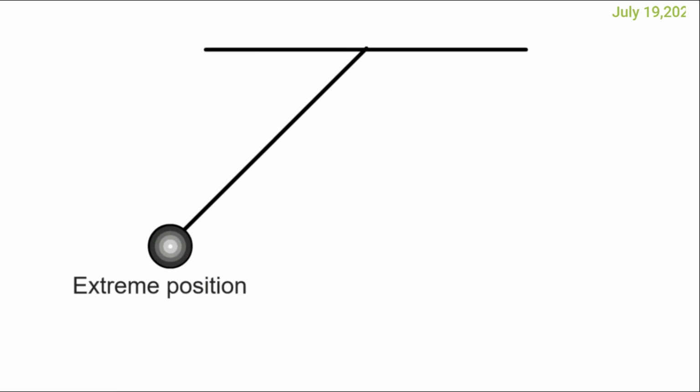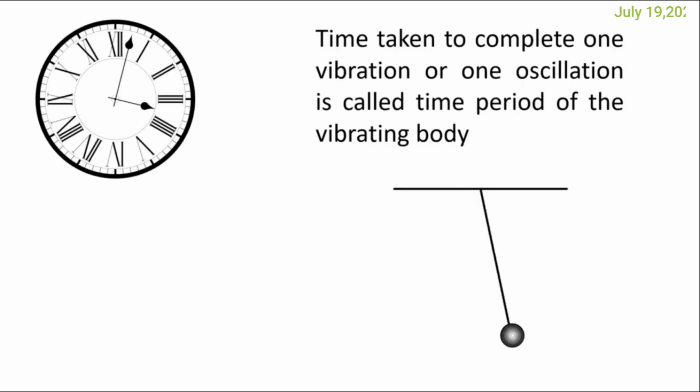Now wait a minute, why should we measure the time? And what is that time called? The time taken to complete one vibration or one oscillation is called the time period of the vibrating body. That means you leave from one extreme position, it goes to another extreme position and comes back to the same extreme position. How much time it has taken, that is the time period.